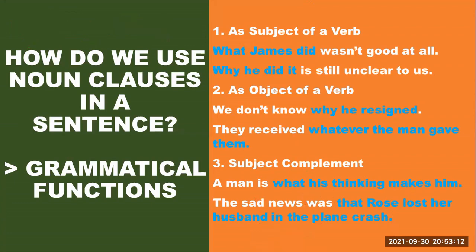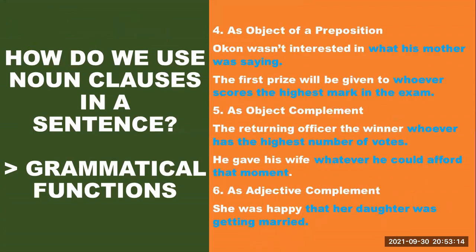All right. Okay, so now let's look at function number 4, the fourth function of the noun clause. We can use the noun clause as the object of a preposition. Of course, you know a preposition. A preposition is a word which indicates a relationship between one thing and another, or between one part of the sentence and another. It indicates a relationship.